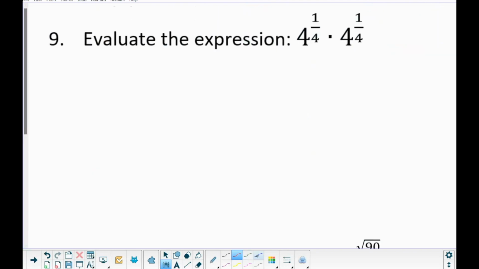Evaluate the expression 4 to the 1/4 power times 4 to the 1/4 power. So I'm going to first turn these into radicals because it's easier to multiply. When they are radicals, this is going to be the 4th root of 4 times the 4th root of 4. They have the same index, so that means I can multiply. 4 times 4 is 16, so I'm looking for the 4th root of 16.